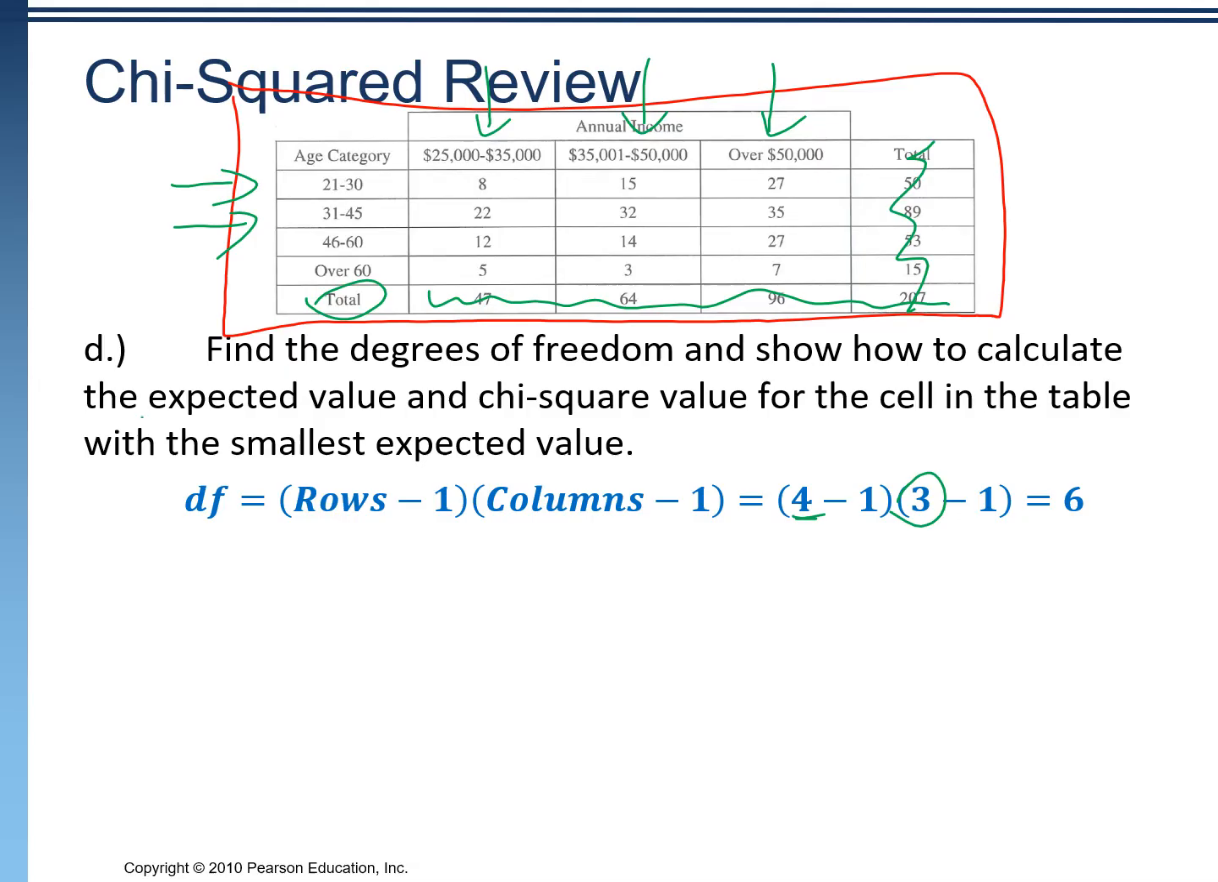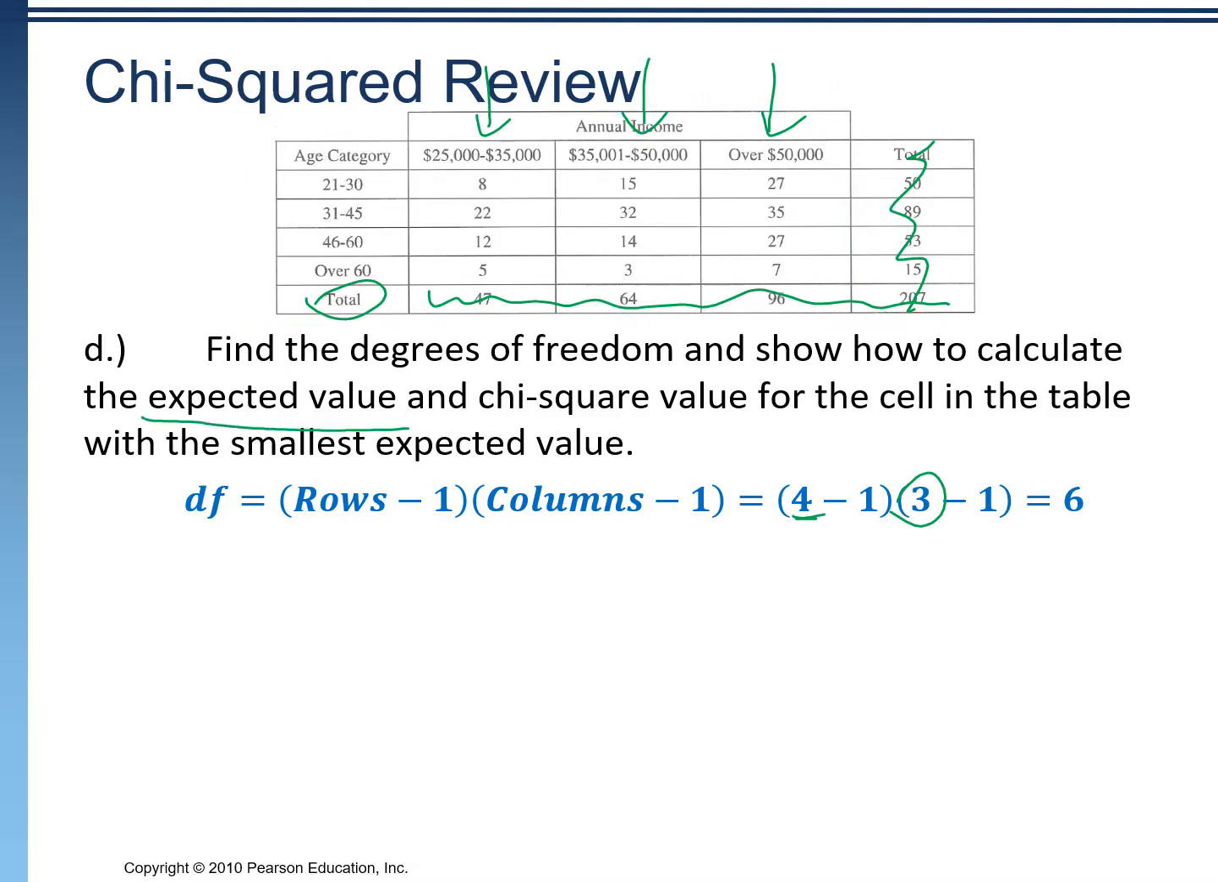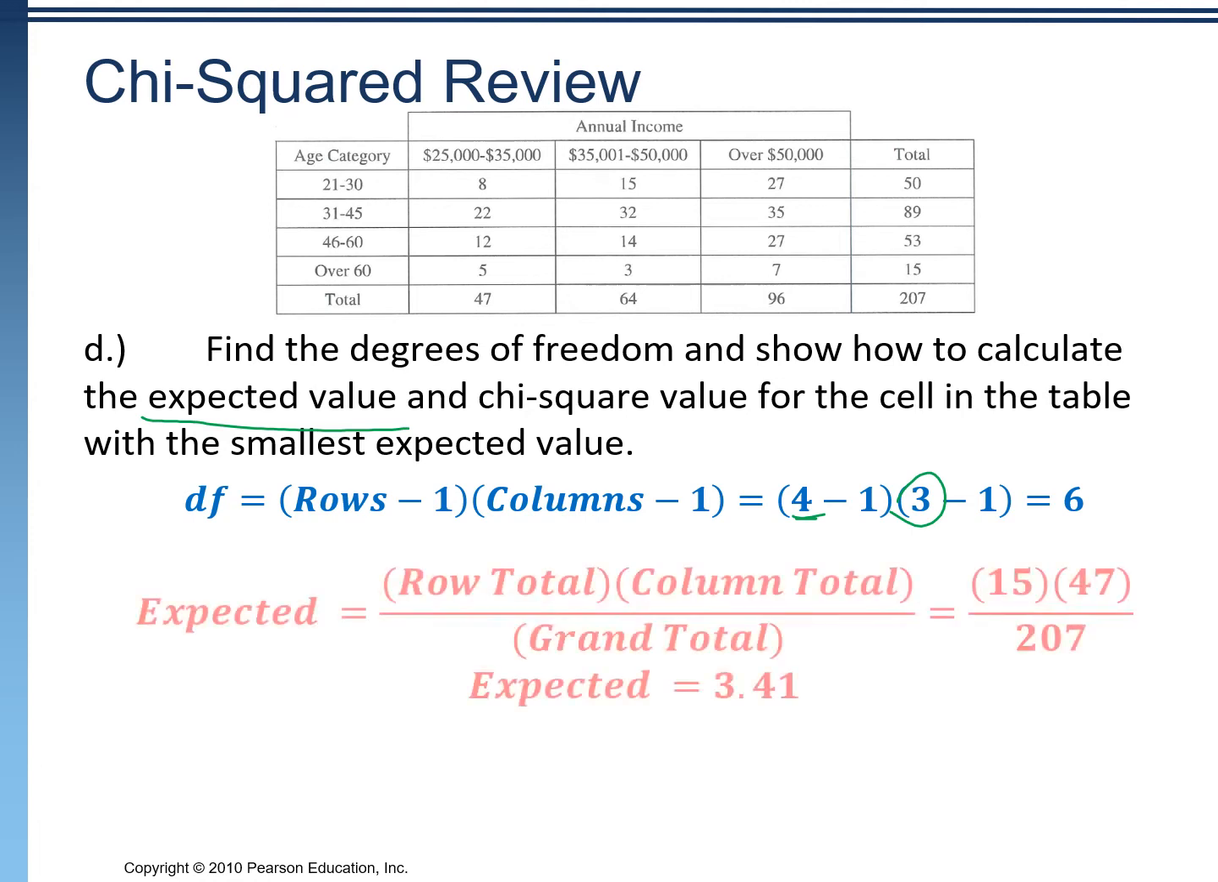Next, we're going to be asked to find the expected value for the chi-square test, or for the cell value that has the smallest expected value. All right, so when we look at this, first off, the way we calculate an expected value for one of these cells is the row total times the column total. So let me go ahead and click this next one. All right, row total times column total divided by the grand total.